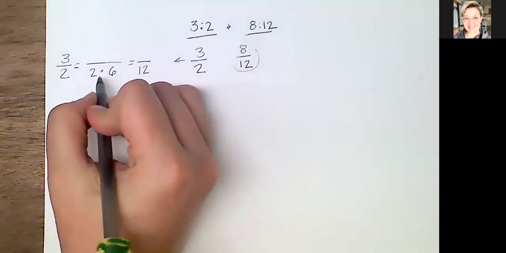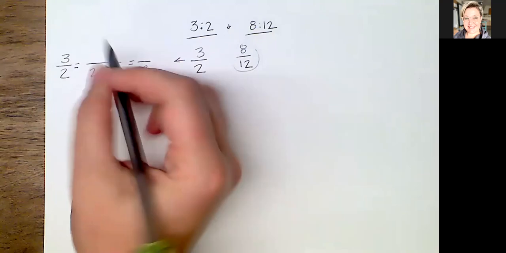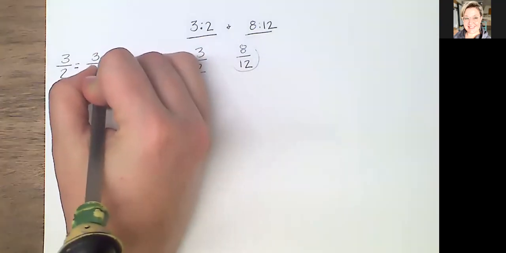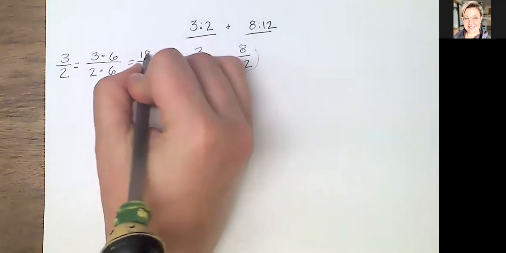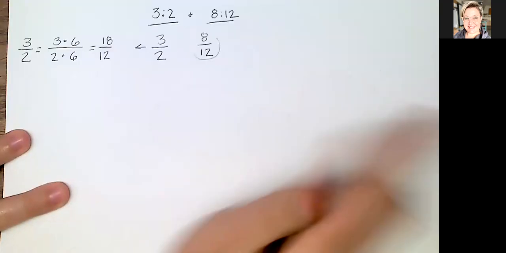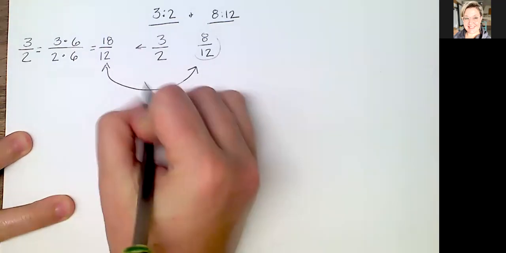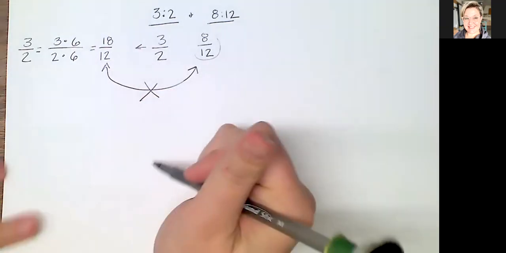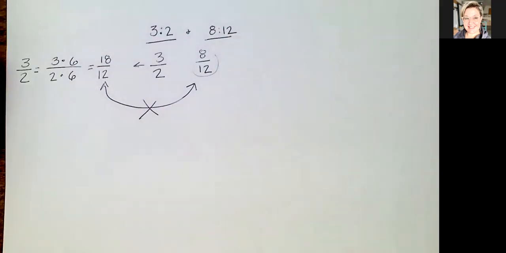Okay, so if we multiply 2 by 6, then we also need to multiply 3 by 6. And 3 times 6 is 18. So then we have to decide, are these two equal? No, they're not. So in this answer, we're going to answer no. And that's the way we're going to go about doing this section.